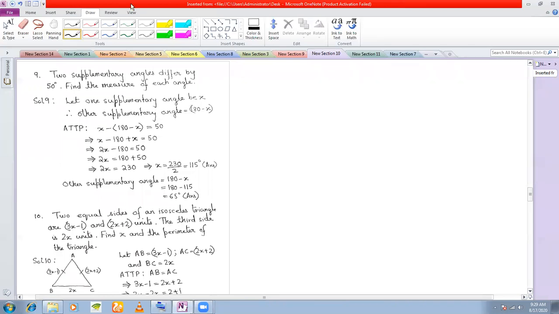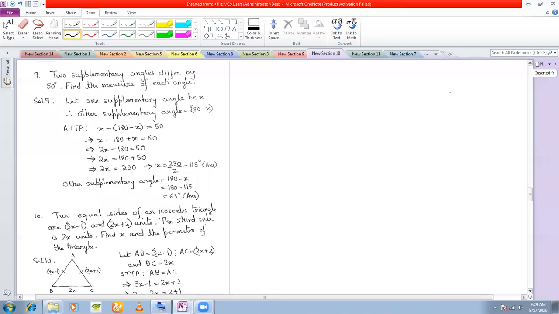Supplementary is 180 degrees. Supplementary is when I'm talking about two angles.